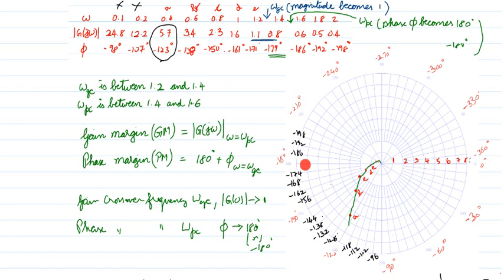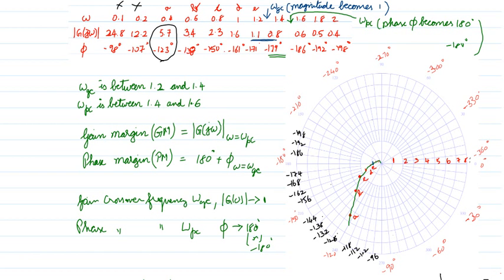This is the angle 180. The corresponding magnitude, I can take some other color, black or blue. My plot is cutting the 180 degree line. The corresponding magnitude is what? This circle is 1, mine is slightly less than 1. I can say approximately it is 0.8.